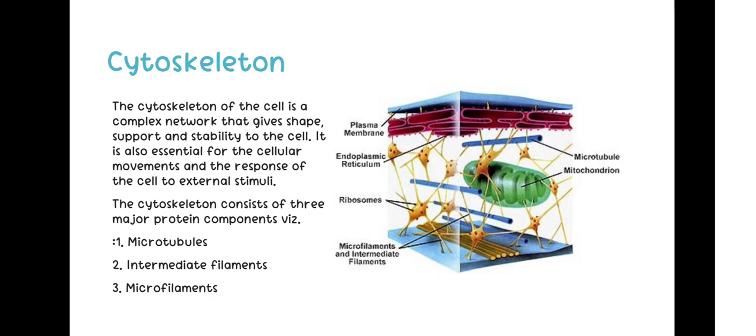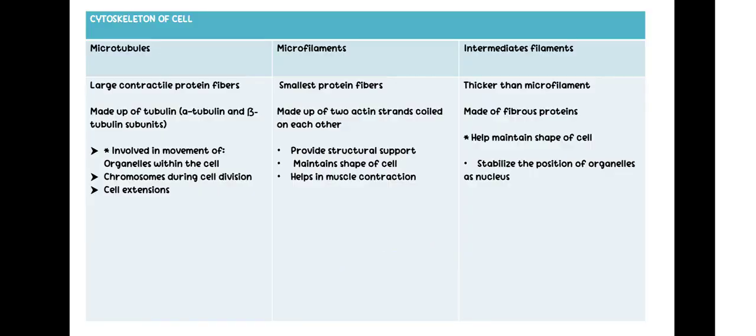The cytoskeleton consists of three major protein components: microtubules, intermediate filaments and microfilaments. Here in the table we can see the microtubules, microfilaments and intermediate filaments.